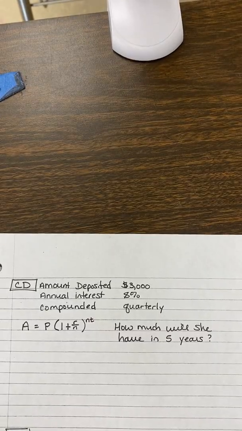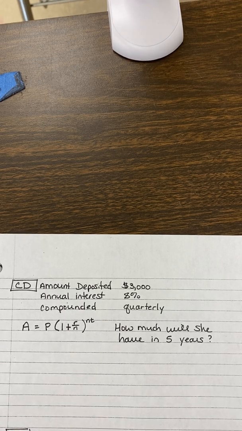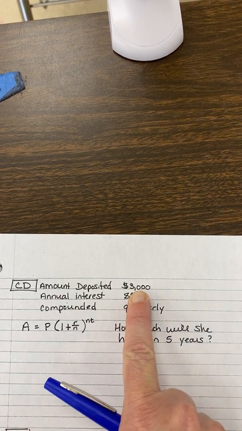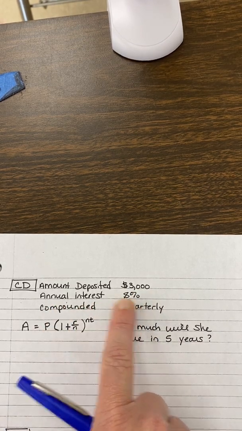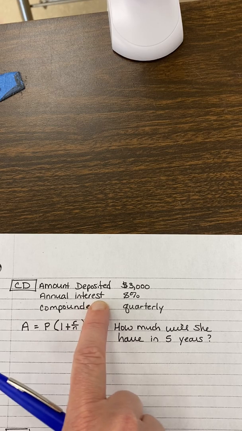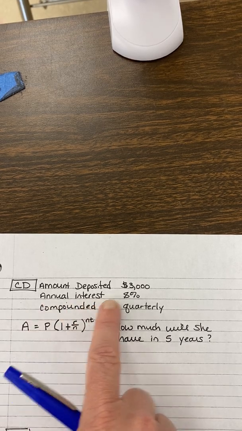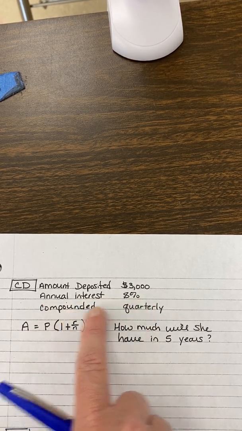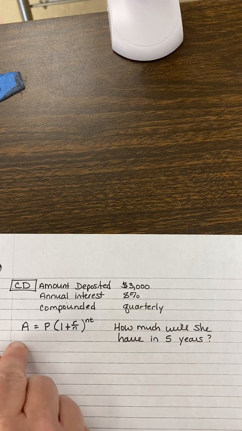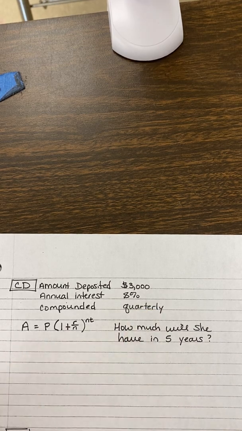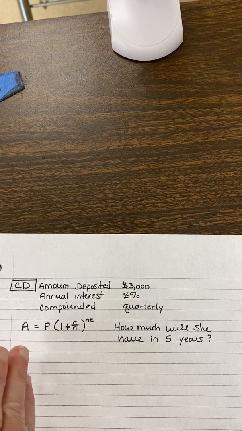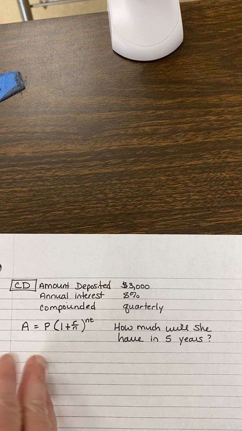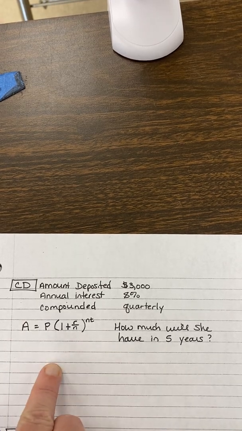All right. So this first problem says I'm going to invest in a CD. I'm going to deposit $3,000. I have an annual interest rate of 8%. And this does not tell me how many times it's compounded. That just says it's an annual rate. That's the rate I'm going to use. Okay, it says it's compounded quarterly. So basically 4 times throughout the year, you know, after 3 months, they're going to reevaluate. They're going to figure out how much I've gained and recalculate the whole thing.